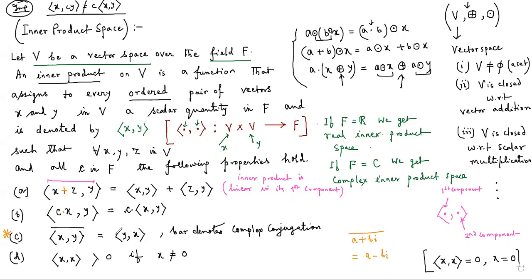So these are the properties which, when satisfied, we call this particular function an inner product. And if this inner product satisfies these properties, we simply say that the vector space we are considering, on which the inner product is defined, becomes an inner product space. The inner product space is also a kind of vector space.